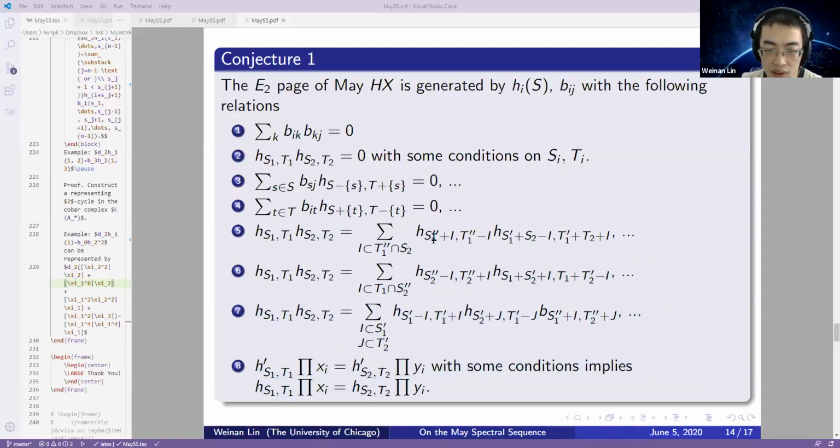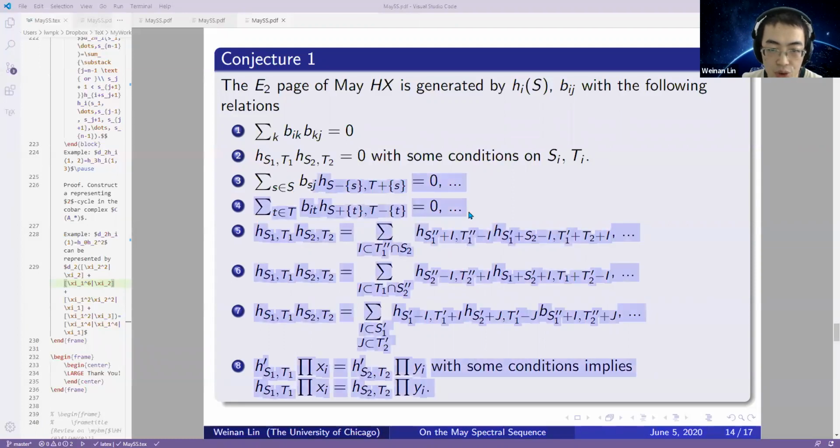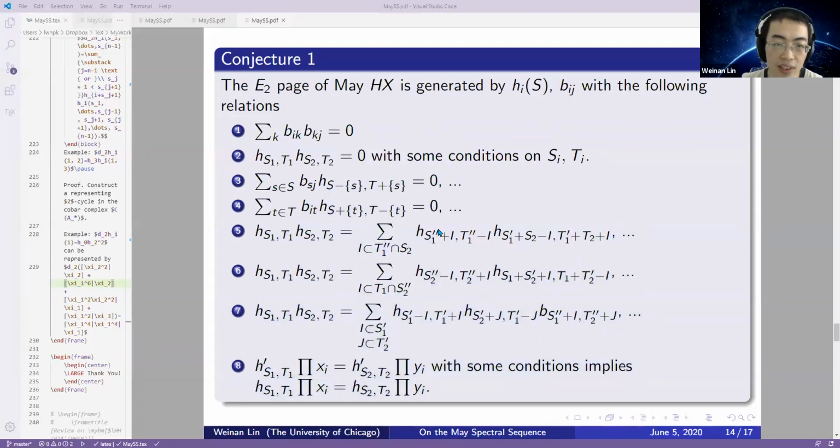I've omitted a lot of conditions here. They all have conditions on what J and S, T should be, but in order to fit into the slides, I've omitted them. But the point is that the whole thing is manageable. I mean, at least you can write all of them.